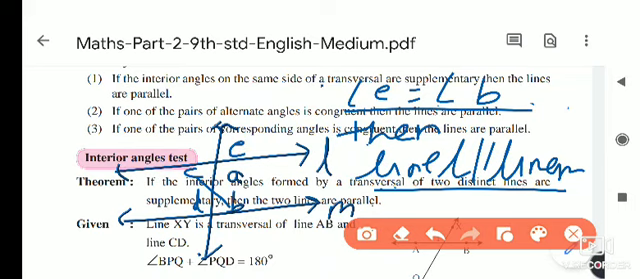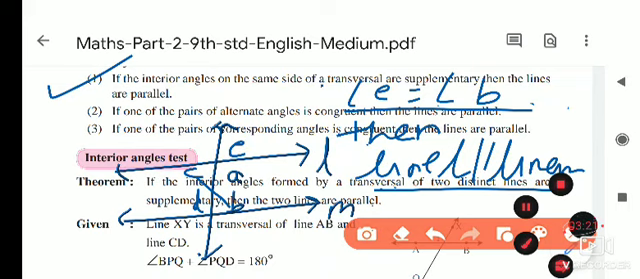From this what we are understanding: if two lines are intersected by a transversal, then the sum of interior angles is 180, or supplementary, otherwise alternate angles are congruent or corresponding angles are congruent, then the given lines are parallel to each other. So in that way we have to use these properties to prove that given lines are parallel or not. Next we will see the interior angles test.